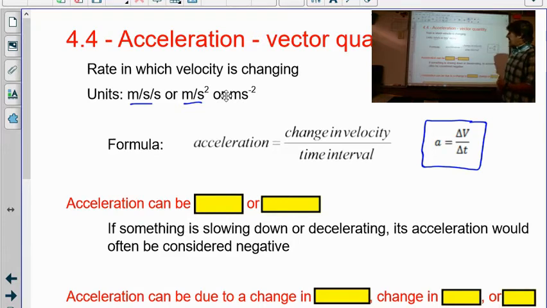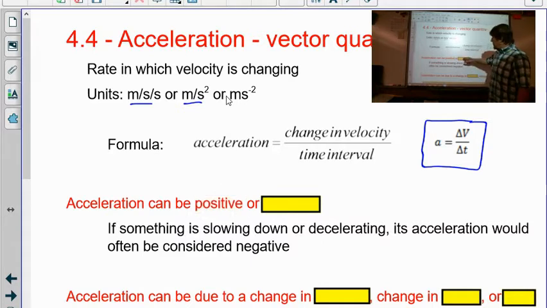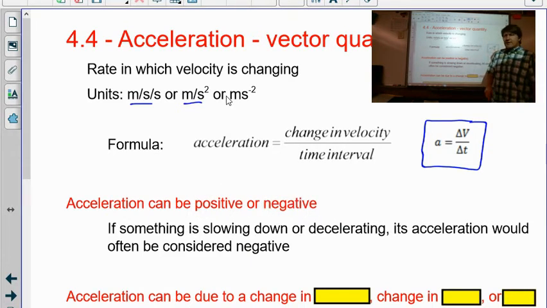Okay, and the other important thing is that acceleration, because it's directional, can be positive or it can be negative. So if I'm traveling down the road and I'm calling that the positive direction and I slam on my brakes, I'm undergoing a negative acceleration. But I could also say that if I were going down the road and I was calling that a negative direction and I slam on my brakes, it would be a positive acceleration. So you really got to be careful about what the frame of reference is.